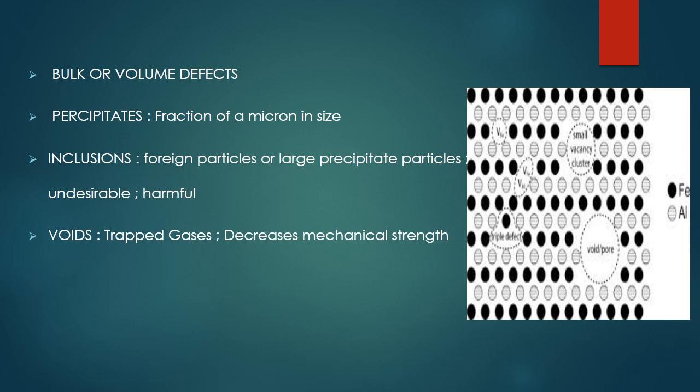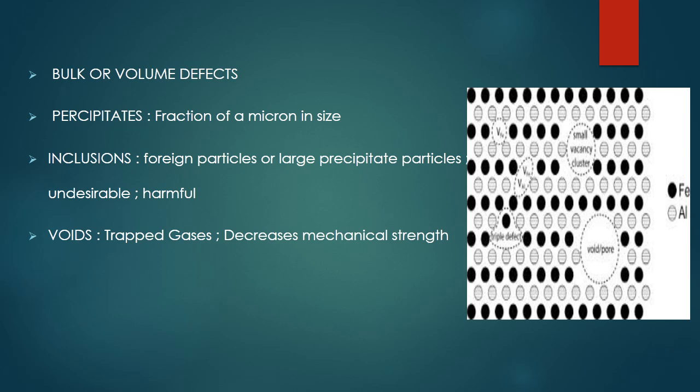The next one is inclusions. As we know, inclusions are particles or large precipitate particles. If there is a collection of all these kinds of interstitial atoms or particles that penetrate the regular arrangement of atoms in the crystal, obviously it also affects the structure of the crystal.